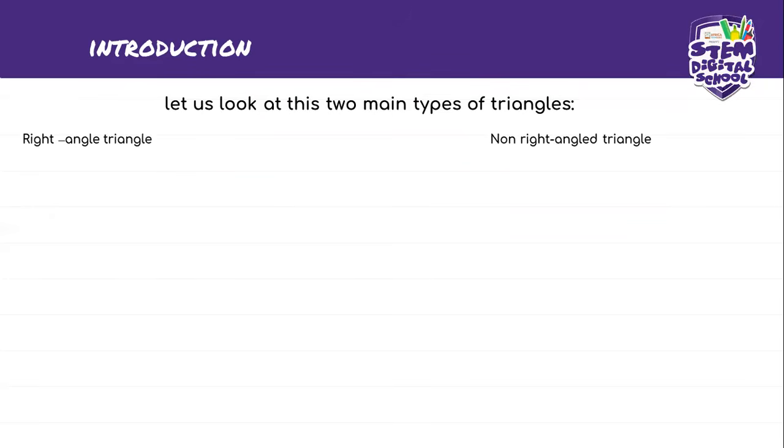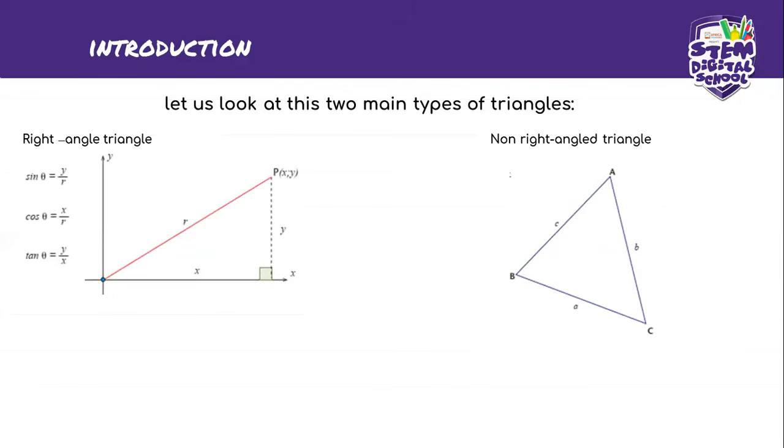The first one we're going to look at is a right-angled triangle, and the second one is a non-right-angled triangle. Here we have one picture of a right-angled triangle, and the other picture is a non-right-angled triangle. So these are the two triangles that we are going to focus on today.